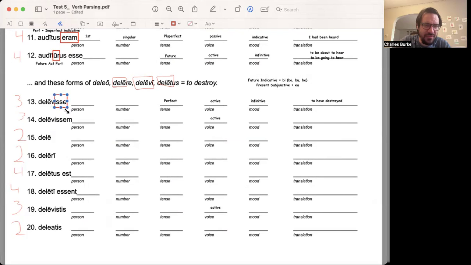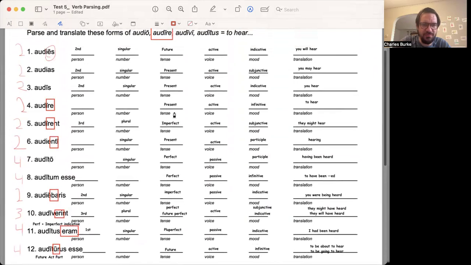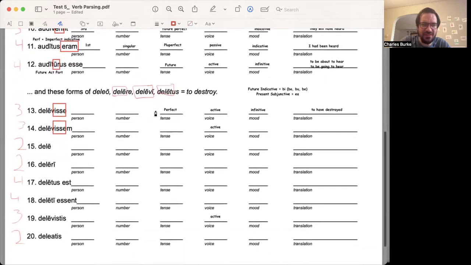Deleveram. I'm noticing the same thing again in this one, that isse, except this time it's followed by an ending. So remember how above, if we took the present active infinitive and added an ending, we got the imperfect active subjunctive. Something similar happens here. If you take the perfect active infinitive and you add an ending, you get the pluperfect active subjunctive. With that in mind, this one is first person singular because of the m.